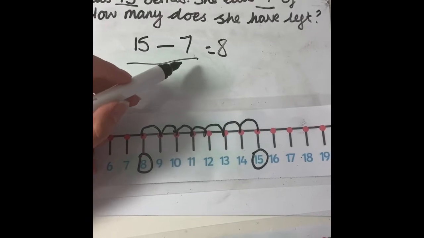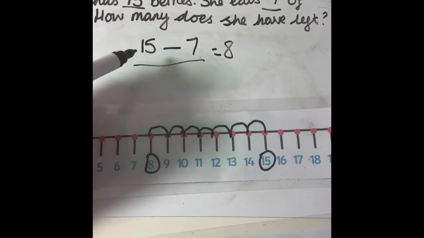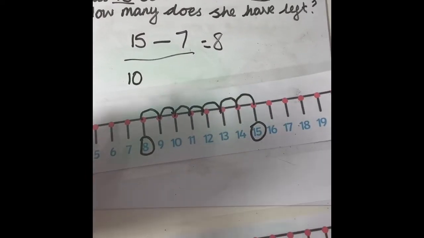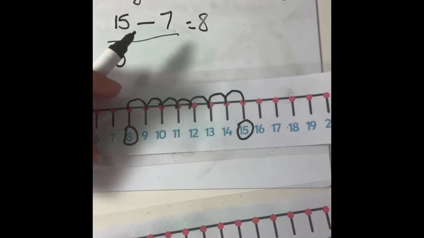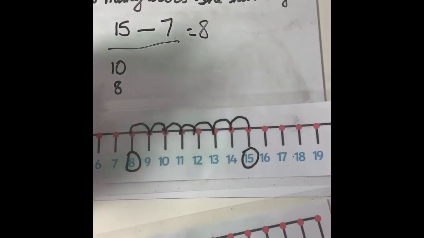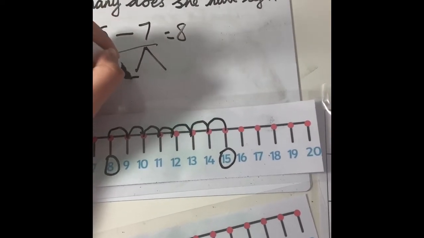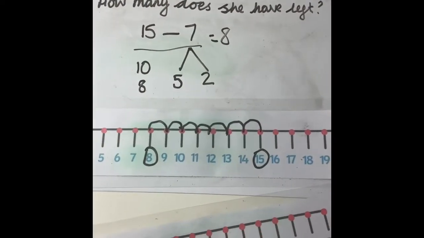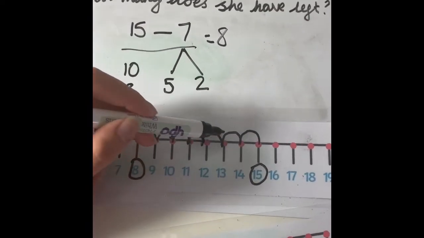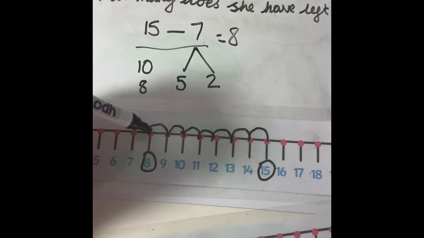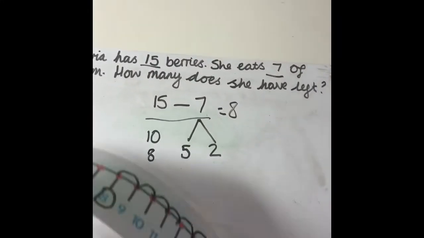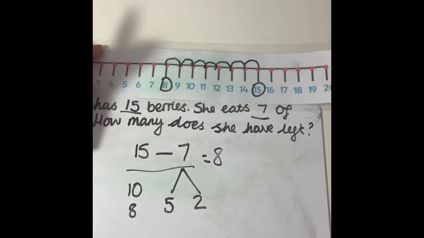I know that if I took 5 away, that would equal 10, because I'd be taking the ones. And then I would need to take another 2 away to get to my answer of 8, because 5 is 5 and 2. Now, this might be easier when we're working out rather than doing 1, 2, 3, 4, 5, 6, 7. Oh, see, I've already miscounted.